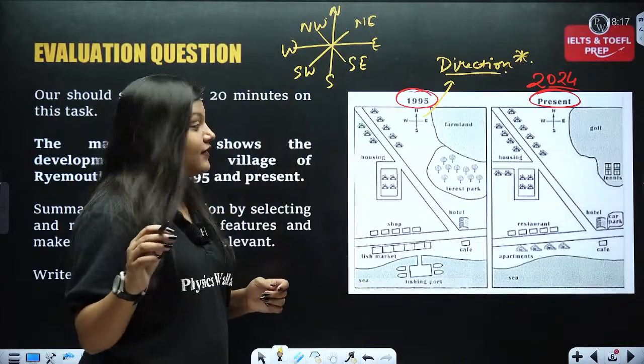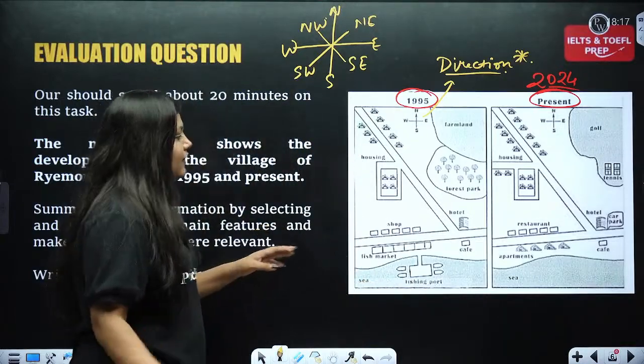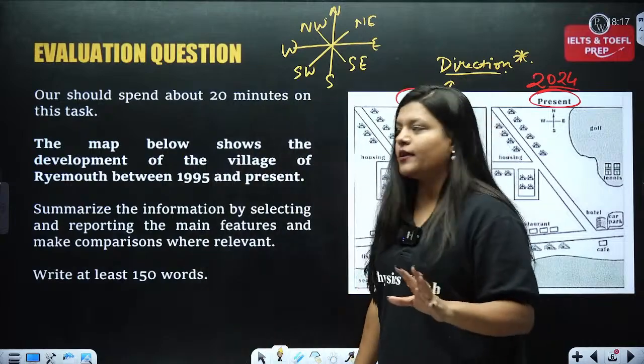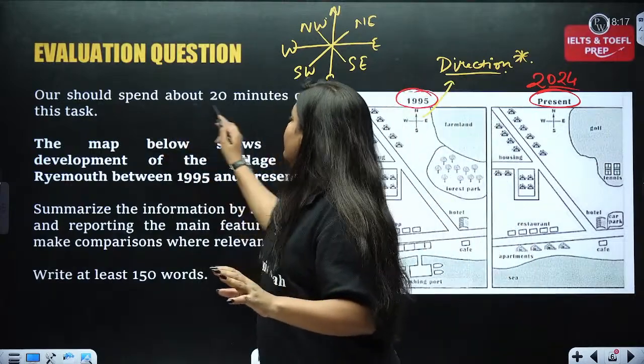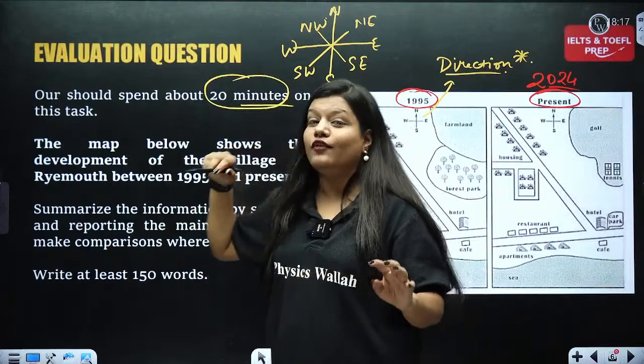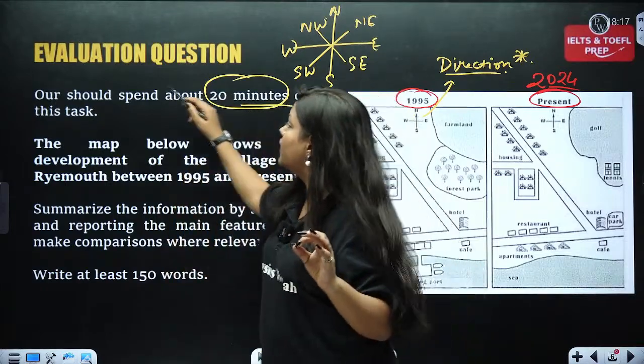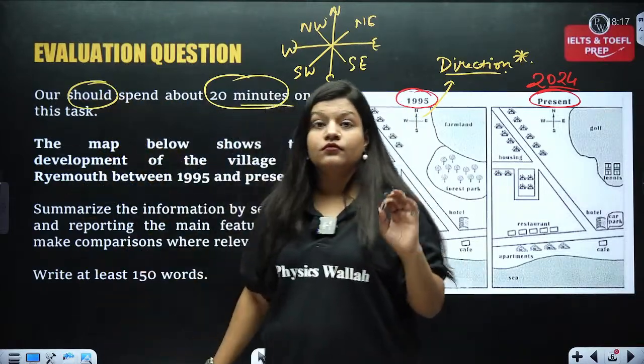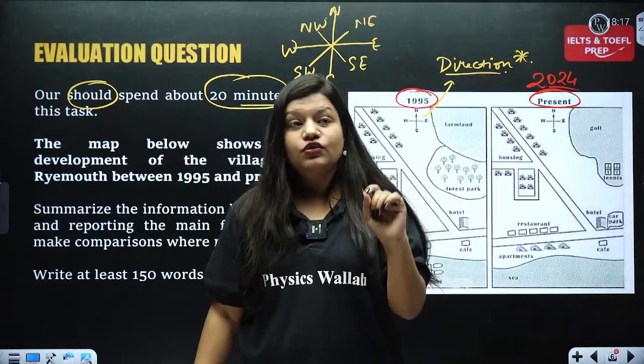Now, listen to me carefully. So, here is the map. Now, first, just have a quick look at the question. Should spend about 20 minutes on this task. Again, always and always focus on this word. Should. Should spend. It's not must spend.